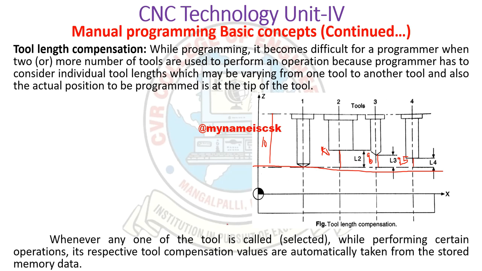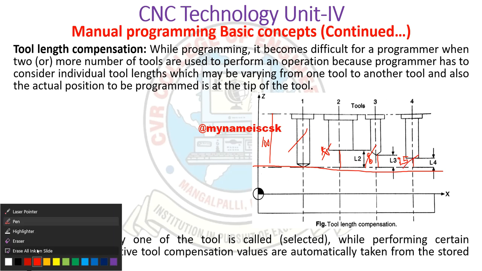Whenever we place the tool, we have to give the value of the total distance, that is, the compensation. Suppose this is 100, this compensation is 0. So 100 minus 85, you have to insert the compensation. 100 minus 90, 10. 100 minus 95, 5. We have to enter the compensation, and it will be stored in the memory data.